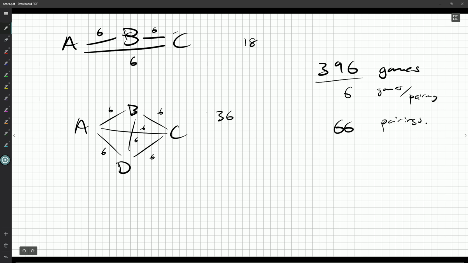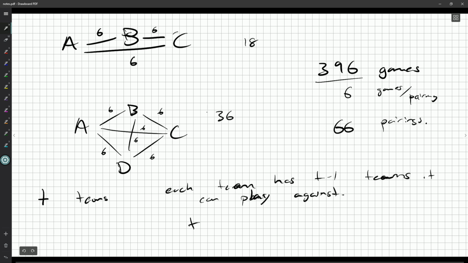Well, suppose we had T teams. Each team has T minus 1 teams it can pair with, or it can play against. Now you might think that means T times T minus 1 different pairings or different sort of matchups.